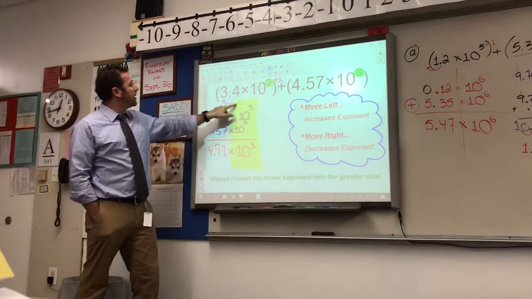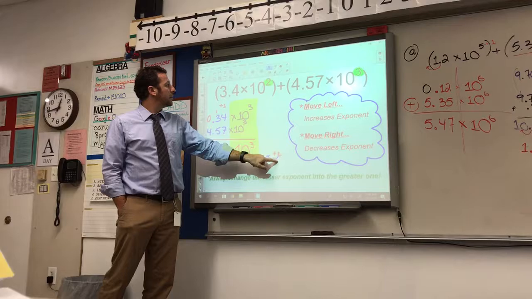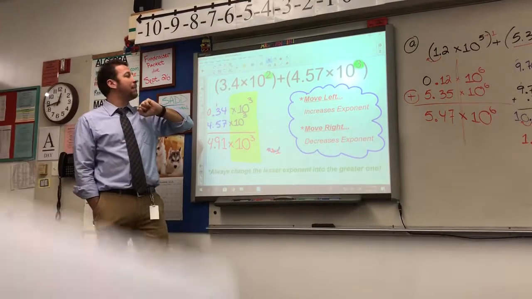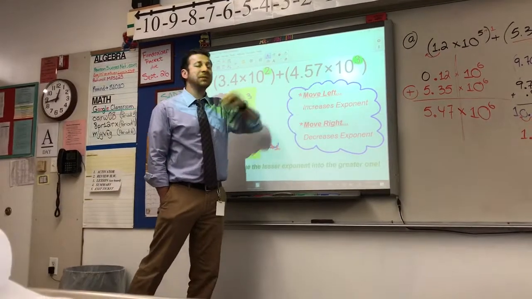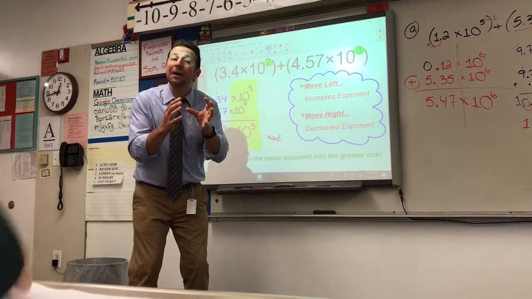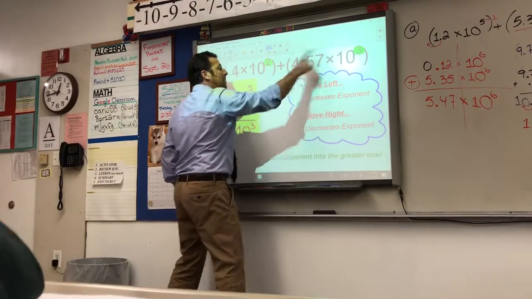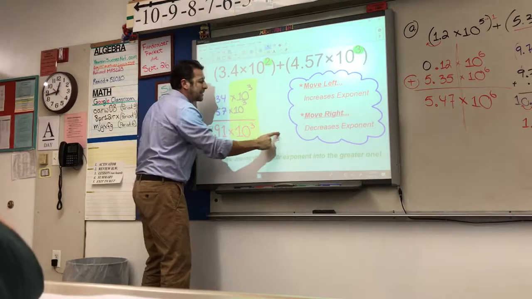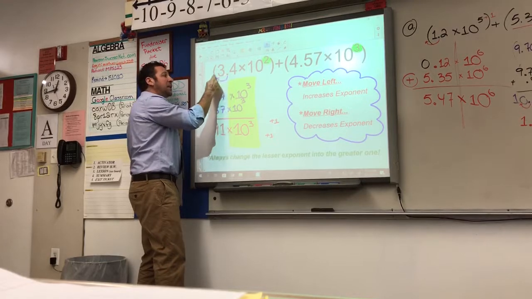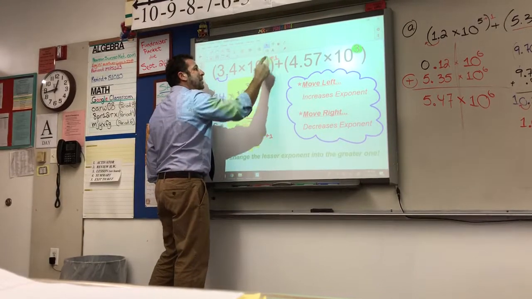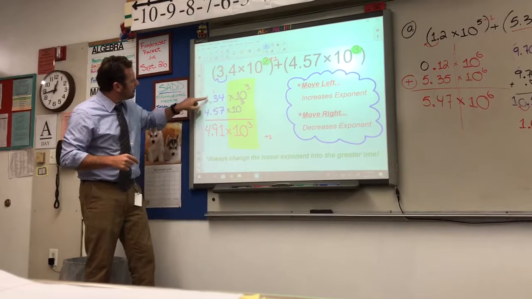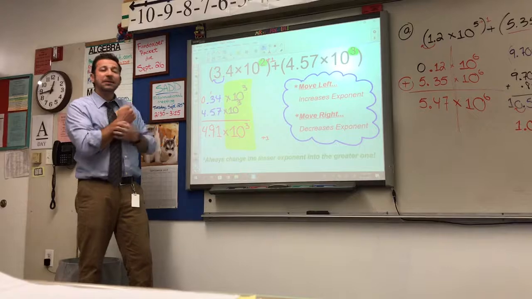So I'm asked to basically add 3.4 times 10 to the second power to 4.57 times 10 to the third power. Very simply, all I have to do is make them have the same exponent. An easy way of doing that is to simply shift my decimal point 1 to the left. By shifting your decimal point 1 to the left, that increases the value of your exponent. So 3.4 times 10 to the second actually becomes 0.34 times 10 to the third.